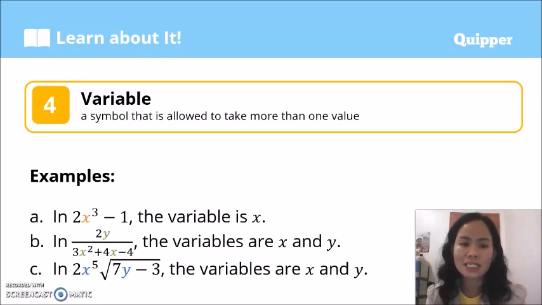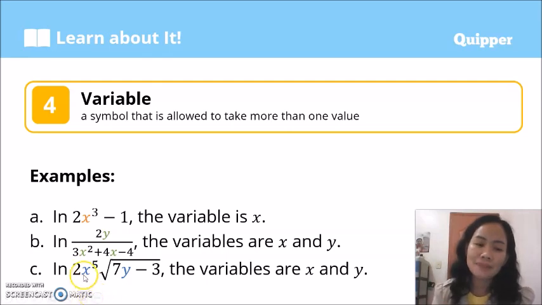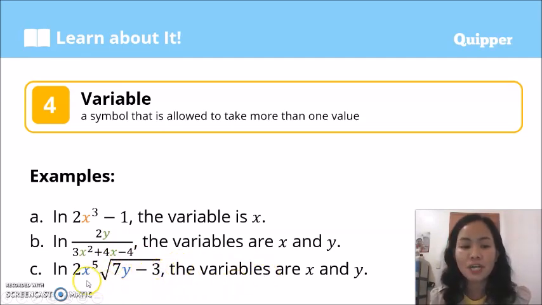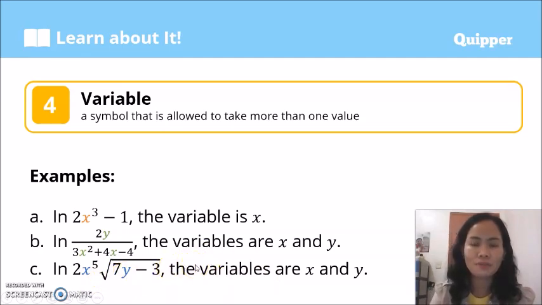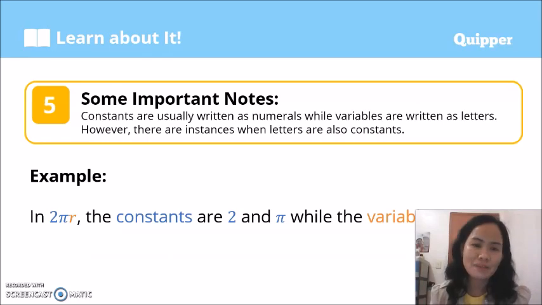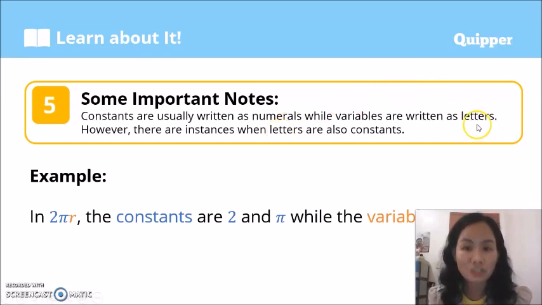It varies. Okay? In example C naman, we have 2x to the power of 5 square root of 7y minus 3. So, the variables here are x and y. Right? Some important notes that we need to understand. Unang-una, constants are usually written as numerals. Yung sabi ko kanina, constants usually are numbers, while the variables are written as letters.